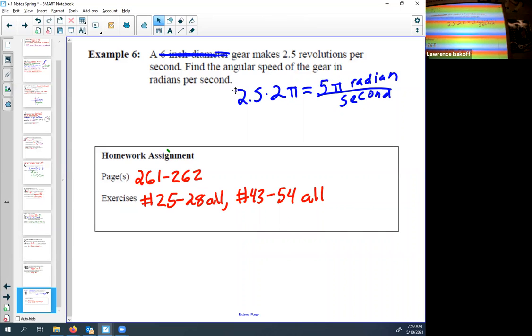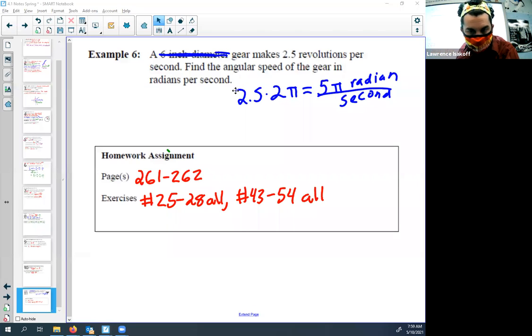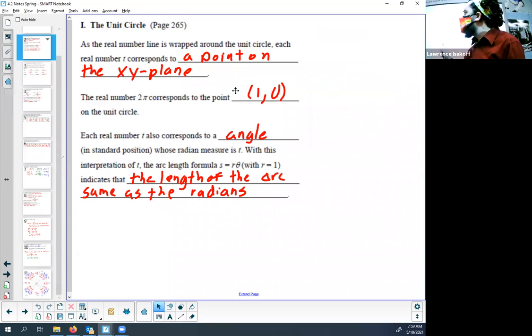So your homework is right here on pages 261 to 262, 25 to 28 all, then 43 through 54 all. This is your only homework, 2.2. I do not give a formal homework assignment 2, but I will ask you to work on memorizing the unit circle. So let's now go into the 2.2 notes on the unit circle.